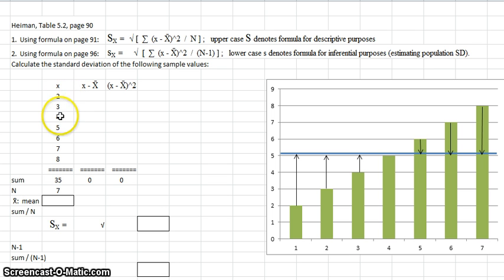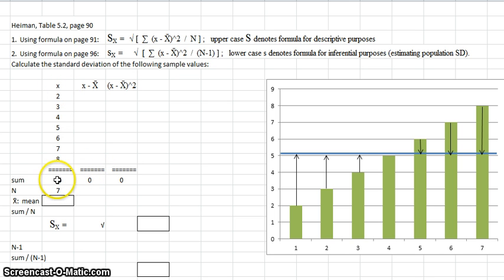Here are 7 sample data elements. The data elements are 2 through 8, which I have graphed. So the first one is a height of 2, the second is a height of 3, and so on. And we want to know what is the standard deviation of this data around its mean.